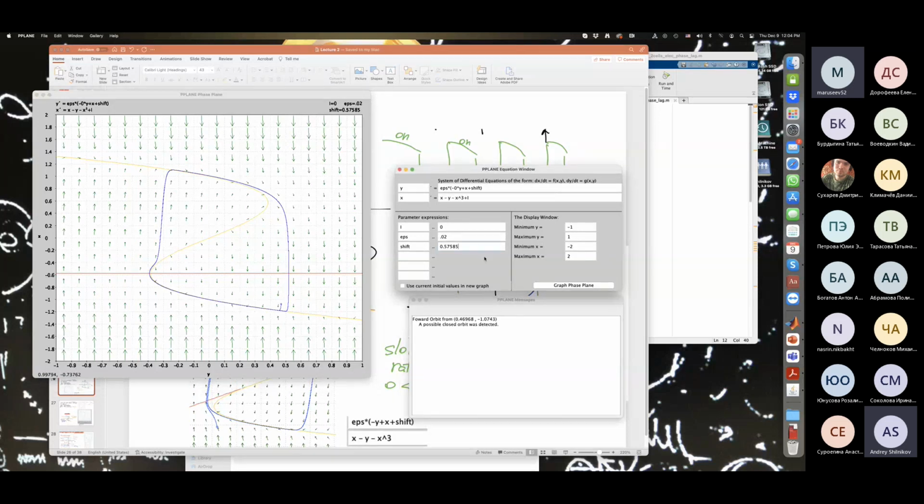Should I decrease it? Who's going to help me? Or increase it? 9. Okay, so yes, this. 8. Do it again. As you can see how this limit cycle bends. So apparently it can bend this way, downwards or upwards. Okay, 9.